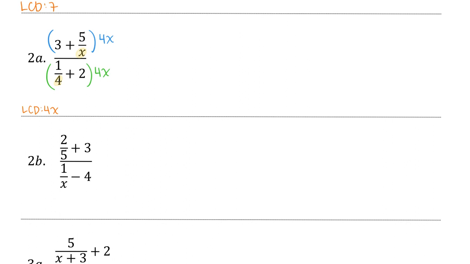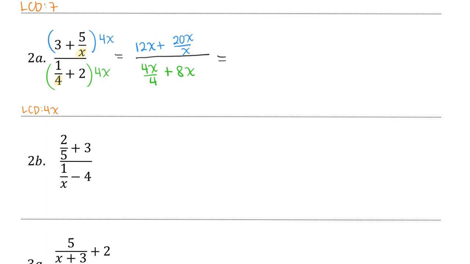Okay, I'm going to distribute it and I'm going to show the middle step, which some people might skip. 3 times 4x is 12x plus. Okay, I'm going to times the 5 times 4x and I'm going to get 20x over x. Some people look at this and they go 5 times 4x over x, the x's cancel. I'm going to show the step for now. Now if I do 1 times 4x, I get 4x, but it's over 4. So 4x over 4 plus 2 times 4x is 8x.